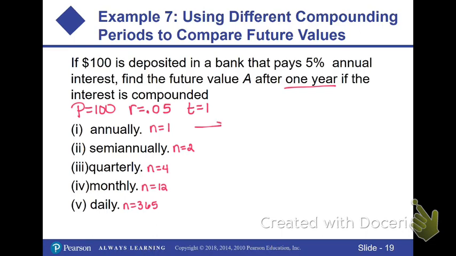So for annually, we'll have A is equal to P times 1 plus R, which is 0.05, over N, which is 1, raised to the N, which is 1, times T, which is 1. And so when we plug that all in, we should get $105.